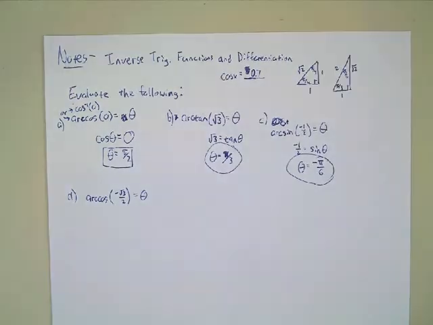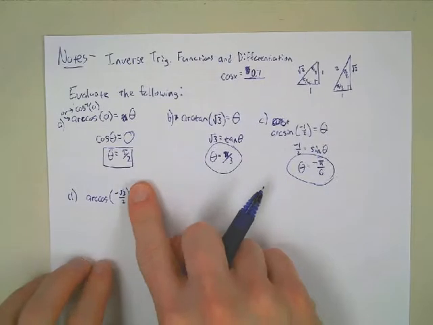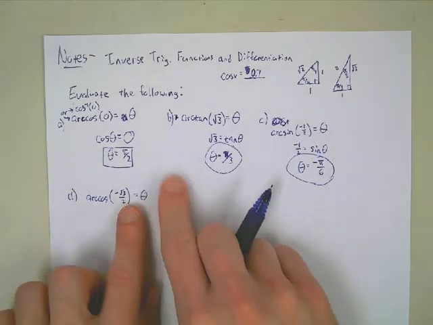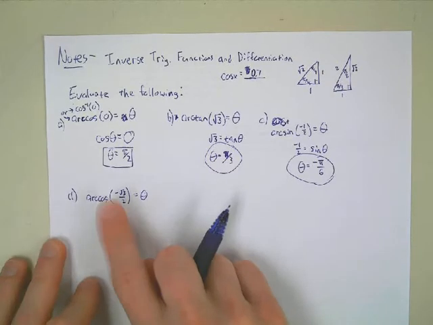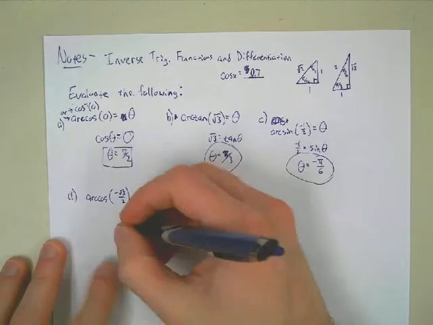Okay, so again, you'll be given this kind of problem. You won't be given the equals theta part. I like to put that in there and say, okay, our cosine of this ratio equals some angle. I don't know what that angle is. I'll take cosine of both sides.